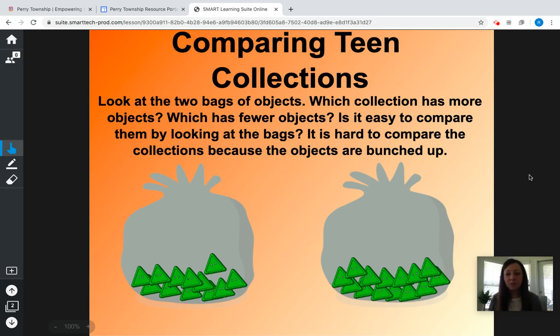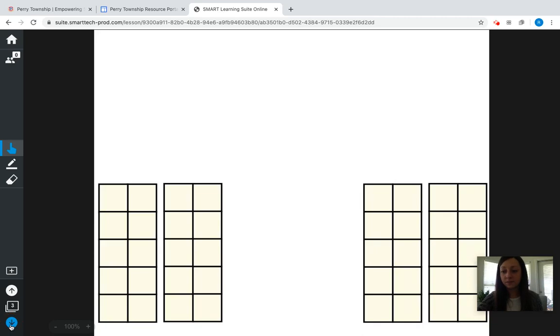So sometimes it can be hard to compare because it's all bunched up. So something that might make it a little bit easier is if we use a tens frame to help us sort these objects out to get them into nice, neat rows, and then we can really compare them nicely. So let's go to the next slide and see how we can use a 10 frame, a double tens frame, to help us solve these math questions.